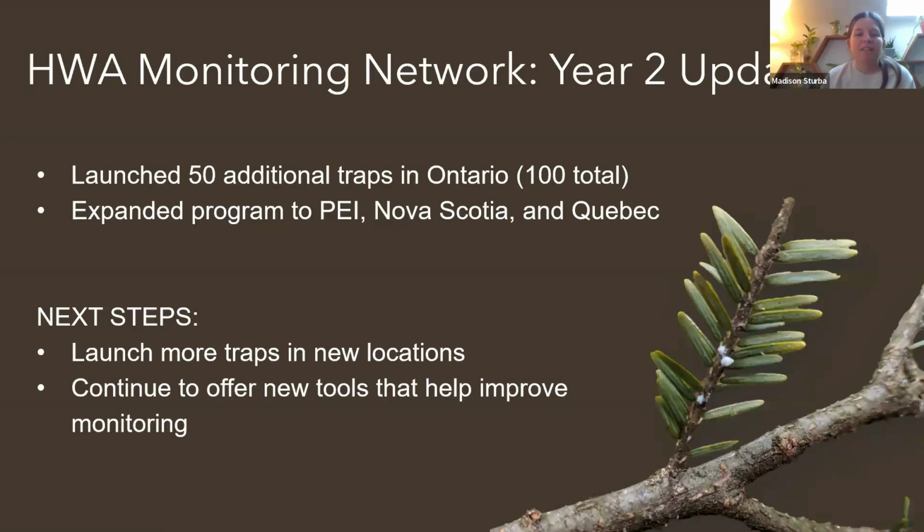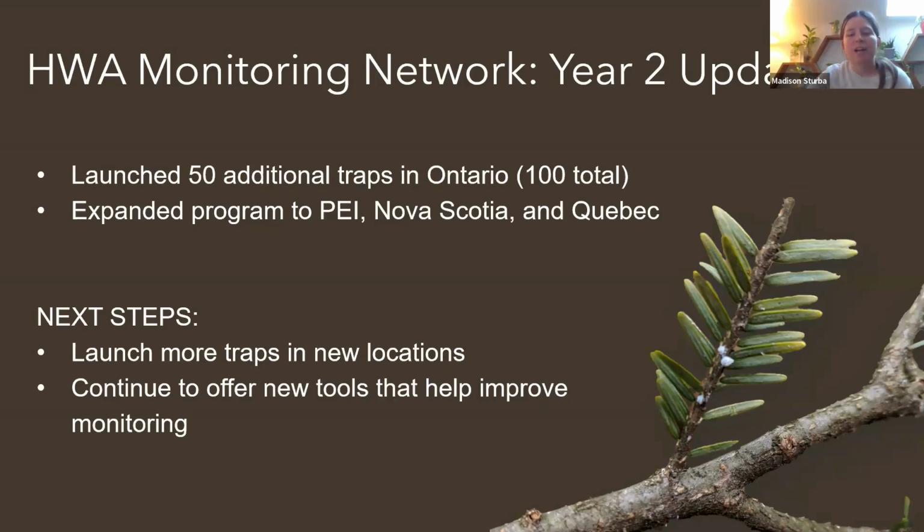Thankfully, we've been able to expand the program here in year two because of the high demand for monitoring. This year, we were able to launch 50 additional traps in Ontario. So there were 100 total on the landscape, since the people that participated last year also chose to participate and redeploy their traps this year. We were also able to expand into other provinces. Now we have traps set up in the East Coast where hemlock woolly adelgid has also been spotted. It hasn't been confirmed in Prince Edward Island or in Quebec, but it's good to have it there just in case, and that way hopefully we can catch it early if it does happen to make its way there.